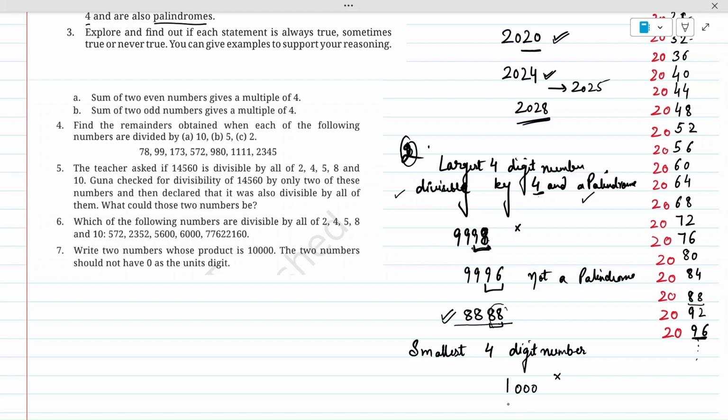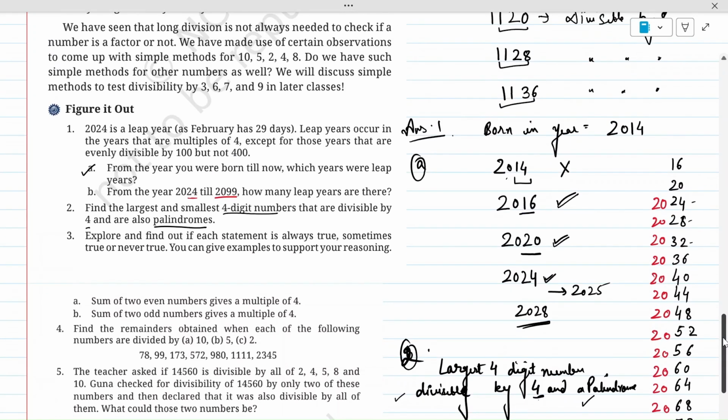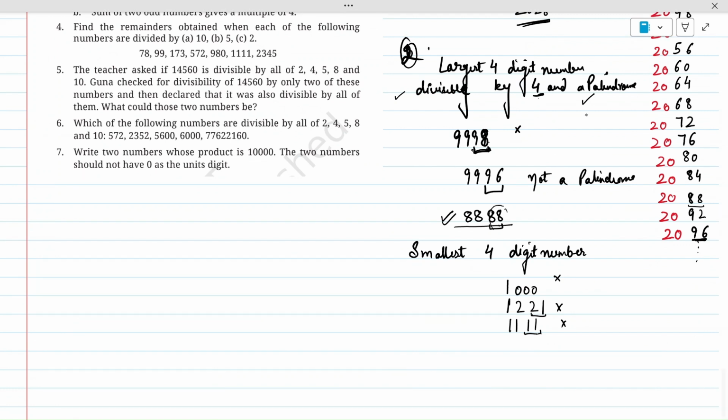We have 1, 2, 2, 1. Again, this is not a palindrome. 1, 1, 1, 1. Again, this is not divisible by 4, although it is a palindrome. So what we are going to do here is, in the table of 4, let us write down the first multiples of 4. So we have 4, 8, 12, 16, 20. These are the first 4 smaller numbers.